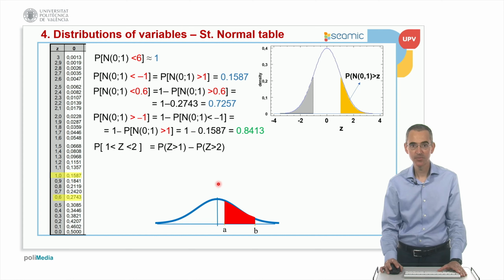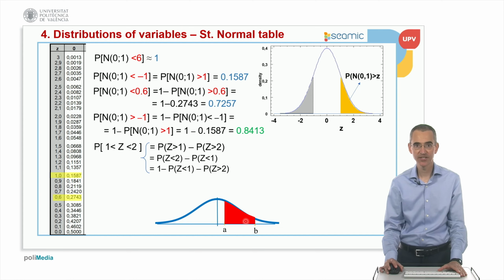We can say the probability to be bigger than 1, which is everything like this, minus the probability to be bigger than 2. But there is another way. We can take the probability to be less than 2, which would be all of this area, minus the probability to be less than 1, which is all of this area. If we make this difference, we will obtain this area in red, which is what we want to obtain.